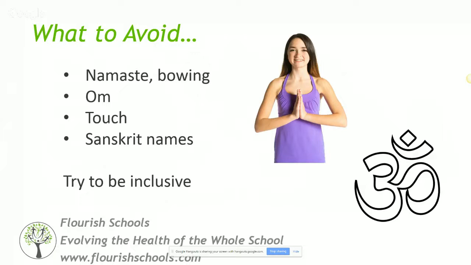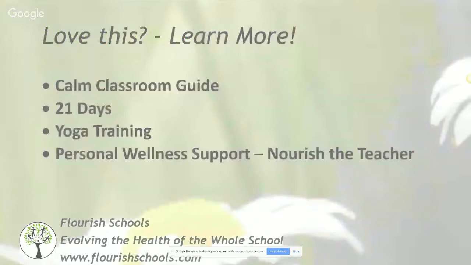And just quickly, things to avoid. We talked about the namaste and the bowing. Chanting the word Om is another hot button. Touching, if I can have the kids touch each other instead of me touching them, that works better. And then don't use the Sanskrit names, right? Use the English names, just to try to make the class as inclusive as possible, so that you're not going to hit any hot buttons with any parents and things like that out there, so that you can keep all those great aspects of yoga going on in your school.